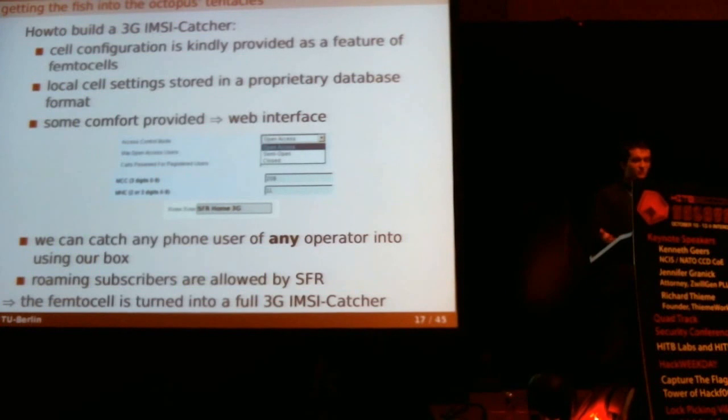And this way, we got really a full 3G IMSI catcher. And all the authentication also works because we connect to a core network. The operator will just send us the credentials, so your phone gets really accepted. And you have no idea that you're connected to a femtocell because we just said, yeah, we're Deutsche Telekom or just anything else.